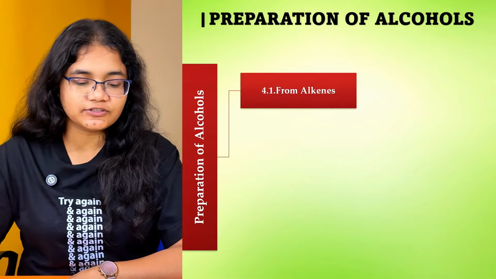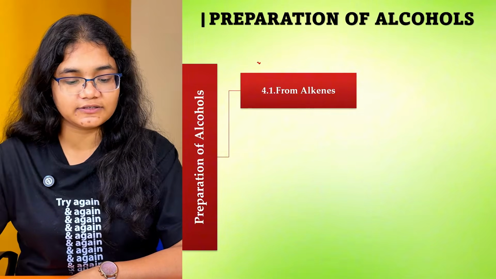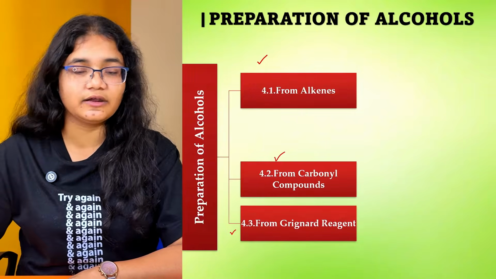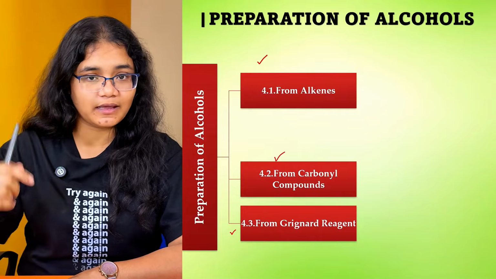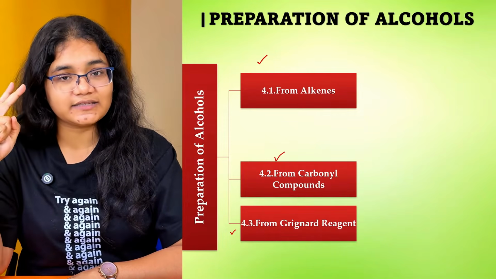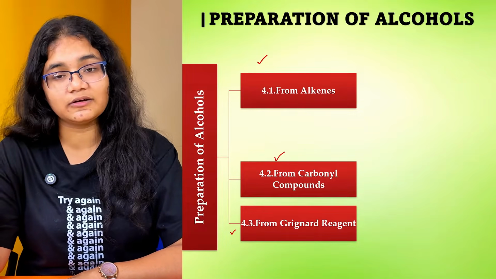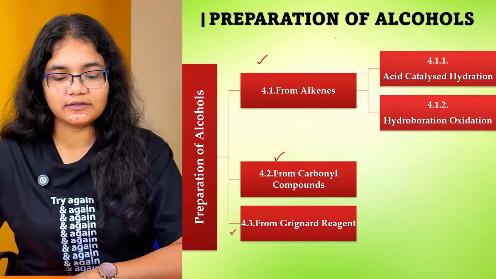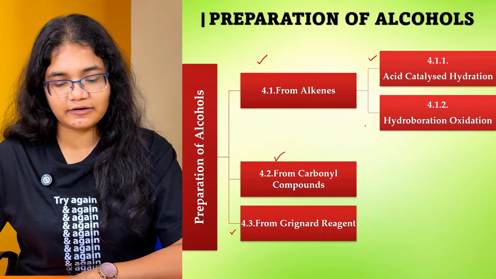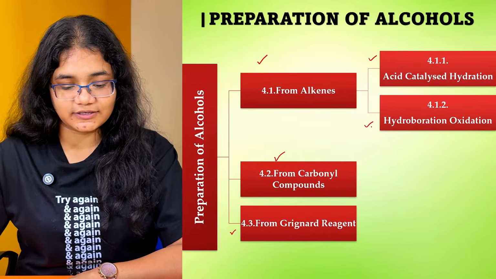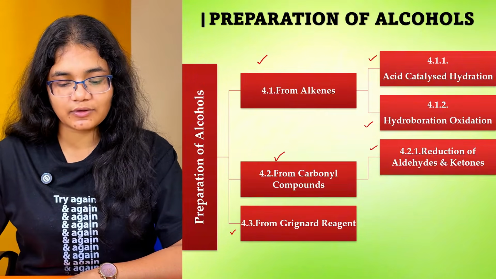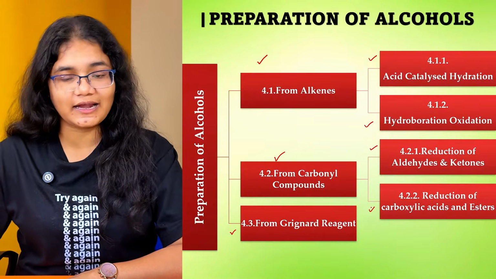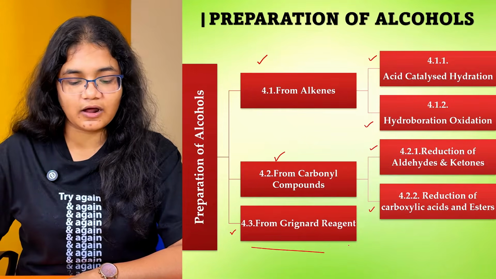Okay, so first of all, how can we prepare? The first method is from alkenes, second is from carbonyl compounds, and third is using Grignard reagent. Now from alkenes you have two methods: acid catalyzed hydration and hydroboration oxidation. Next, from carbonyl compounds you have reduction of aldehydes and ketones and reduction of carboxylic acid and esters. And lastly, I have from Grignard reagent.